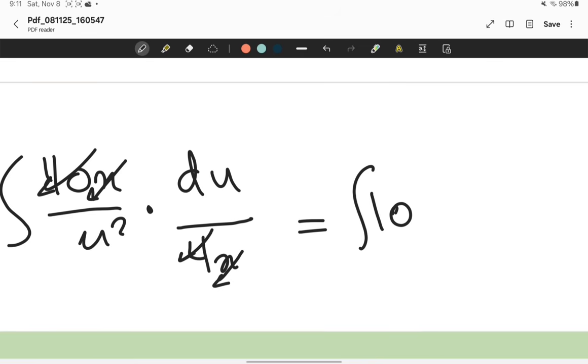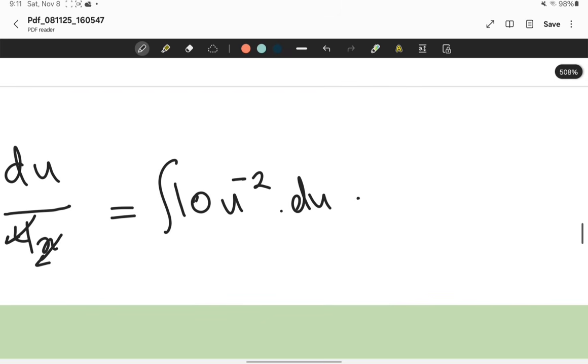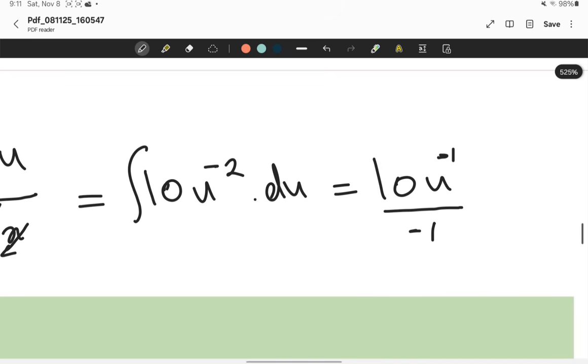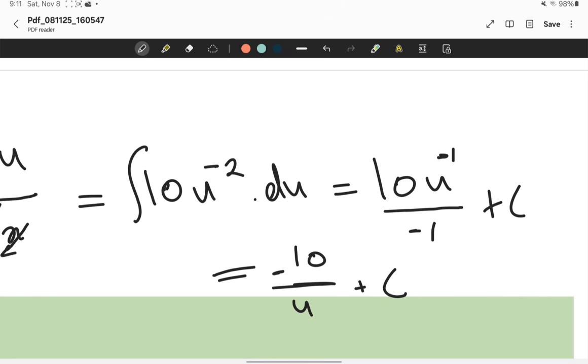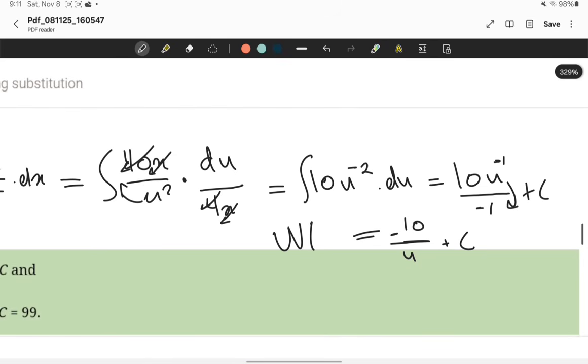And then this u squared, I'll just bring it up. So it's u to the minus 2 du. Okay? Now we can integrate. So this is the same as saying 2 into u to the minus 2 plus 1, which is minus 1, then we divide by minus 1. Okay? Plus c. So this is the same as saying minus 10 over u plus c. Right? Because I brought the u back down. Now this is what we got for w of x.